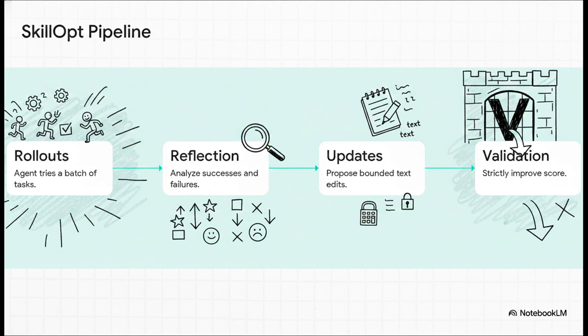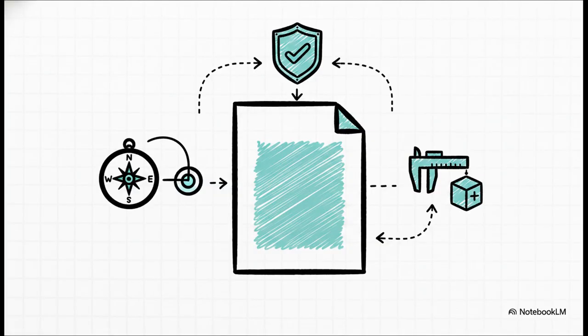This gate is absolutely ruthless. It only accepts a text edit if it strictly improves the agent's score on a held-out set of data. If the score doesn't go up, the edit gets tossed out. And this isn't just some clever metaphor. SkillOpt literally maps deep learning principles one-to-one directly onto text.